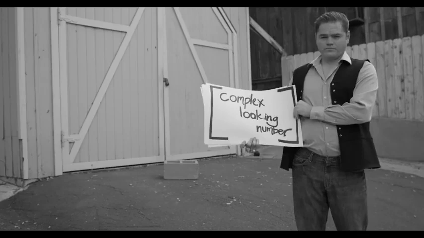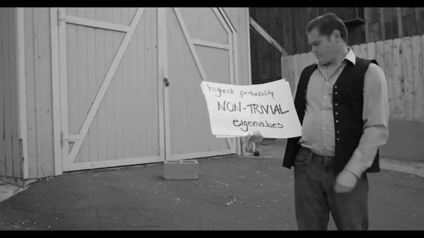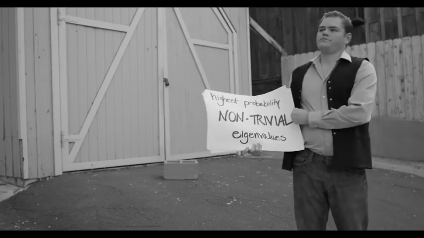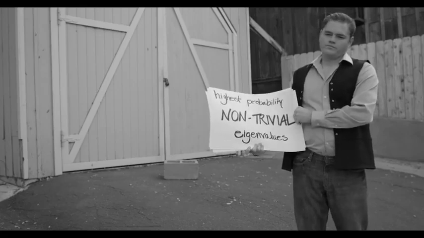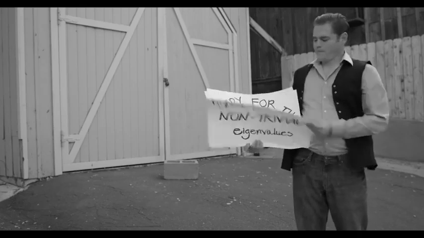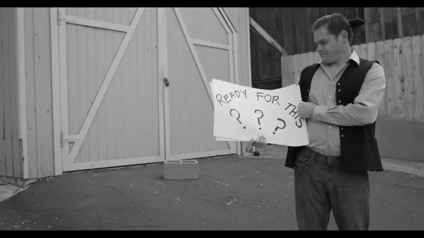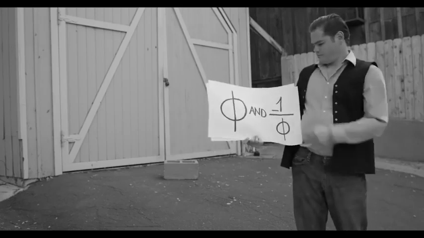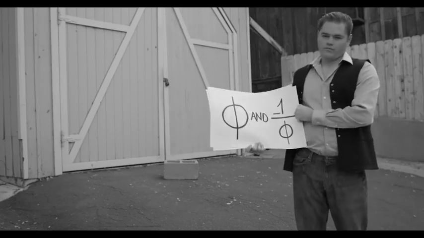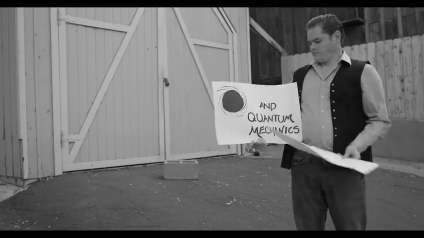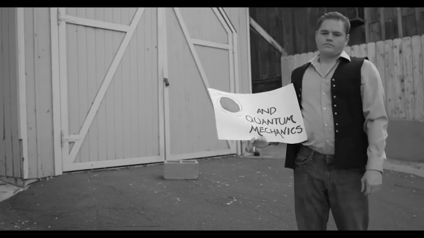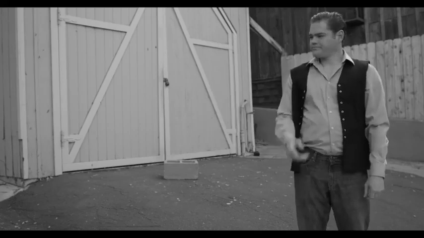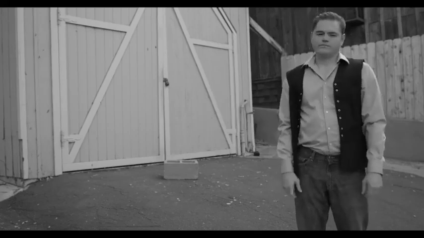So, here's the interesting part. Where's that interesting part? Oh, yes, here. The highest probability non-trivial eigenvalues that show up in binary matrices are, ready for this, the golden ratio and -1 over the golden ratio. So we now see a deep link between black holes and quantum mechanics because the golden ratio appears deeply in both black hole physics and in quantum mechanics.